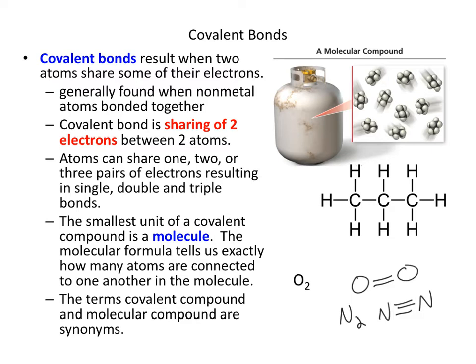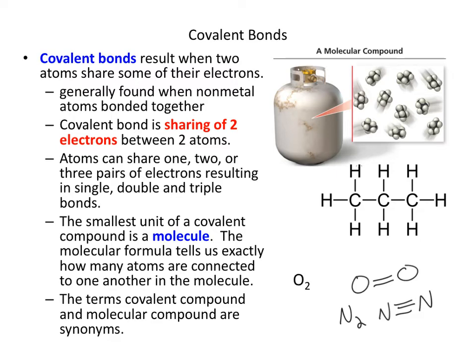And the smallest unit of a covalent compound is a molecule. When we write the molecular formula, it tells me exactly how many atoms are connected to one another in the molecule. An important thing to notice, I often talk about covalent compounds. Depending on your textbook, I think our textbook tends to use the term molecular compound more frequently, but these are really synonyms for each other. A covalent compound or covalent molecule is the same thing as a molecular compound.